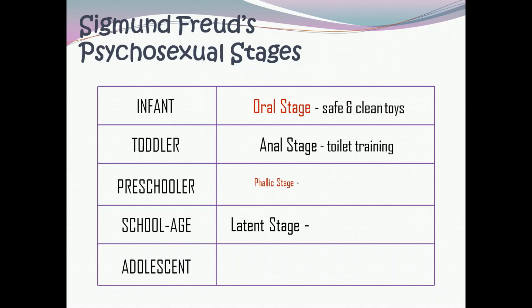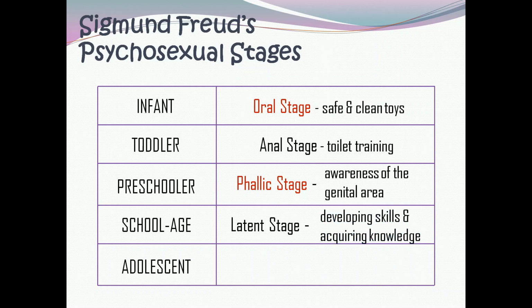Preschooler. We have phallic stage. They learn sexual identity through awareness of the genital area. Latent stage for our school age. Child's energy is focused in developing skills and acquiring knowledge. Finally, adolescent. We have genital stage. They develop sexual maturity and establish relationships with the opposite sex.